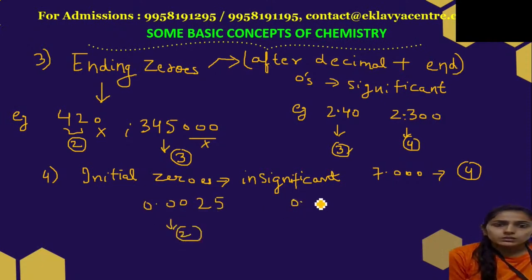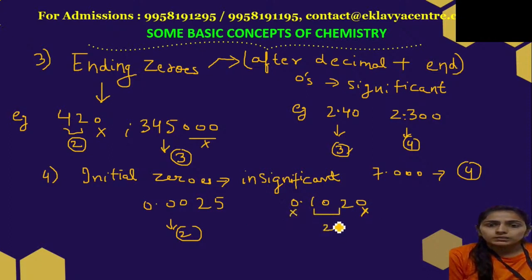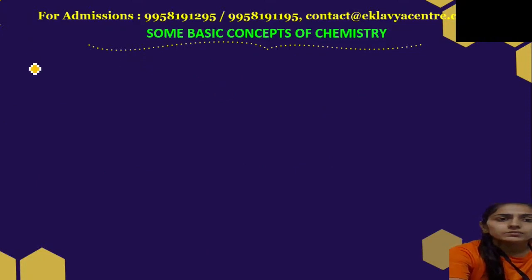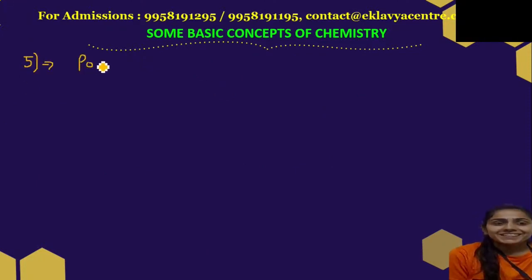We have 0.1020. So this zero is at the end, not significant. This is initial, not significant. We have only 3 significant digits. We have 0.0178. So we have only 3 significant digits. Next, we have the last rule, that is number 5, power of 10.